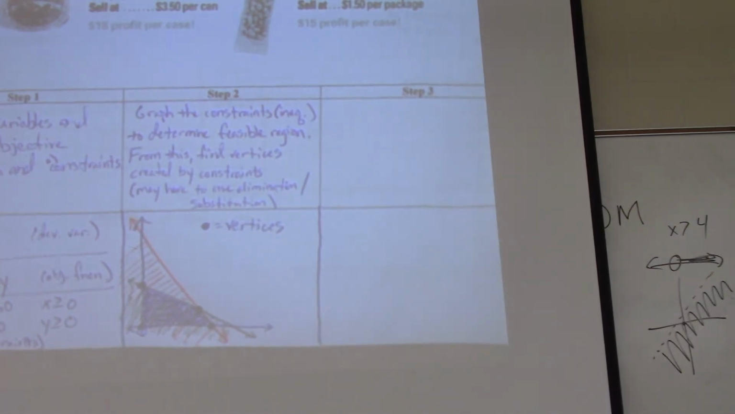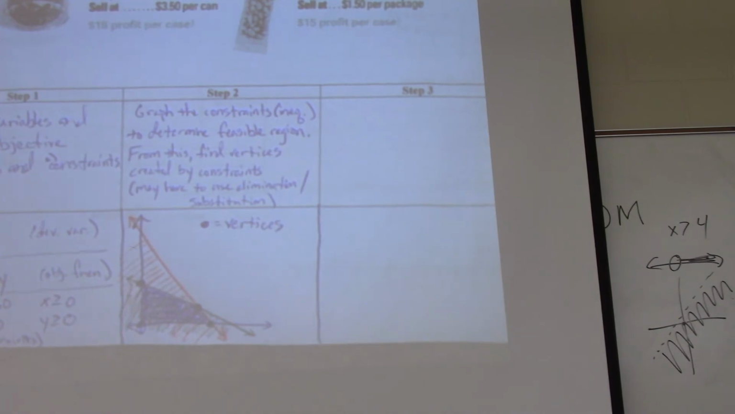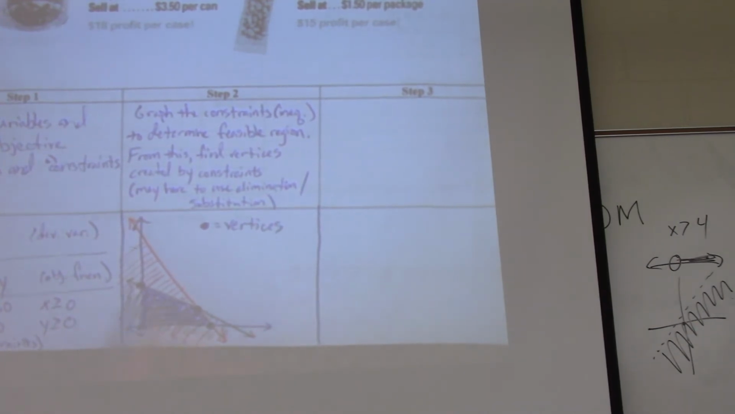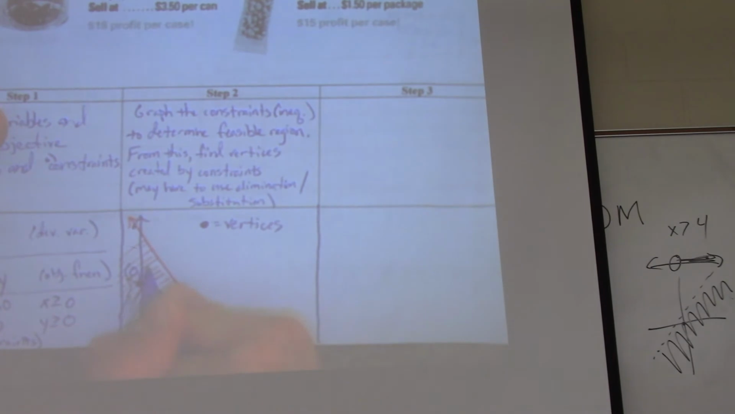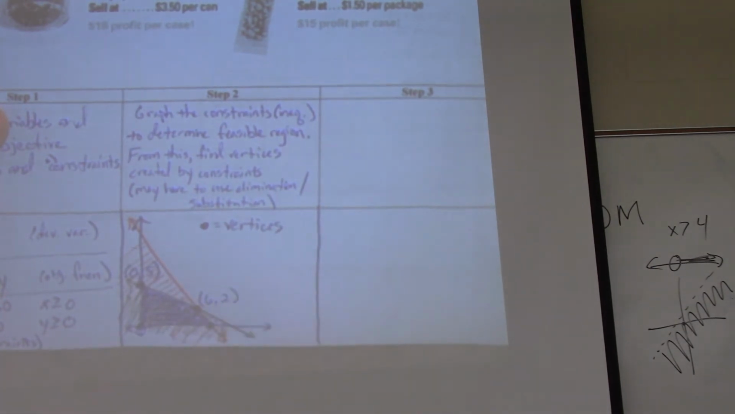And I'm going to label these. I'd like you to as well, just so you can see what's going on. This we're just going to call 0, 5. This we're going to call 6, 2. This we're going to call 8, 0. And this, of course, is 0, 0.